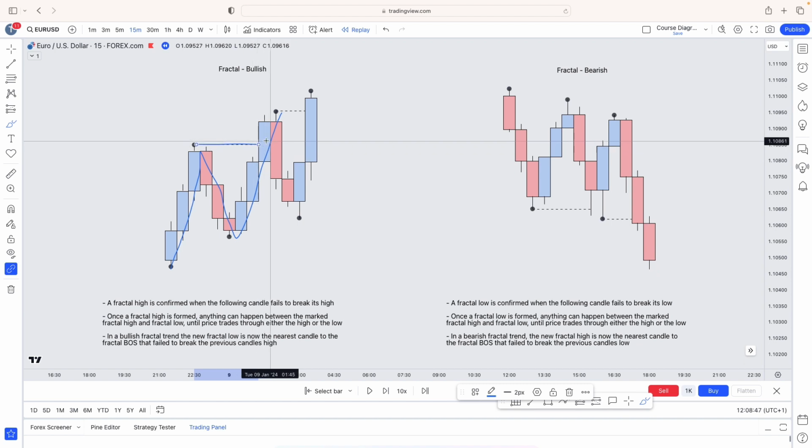As soon as we trade through this previous candle's high, even if it was just with a wick, we've now created a new fractal range, okay? And we can draw on that fractal structure break here.